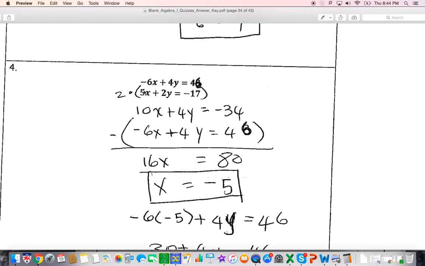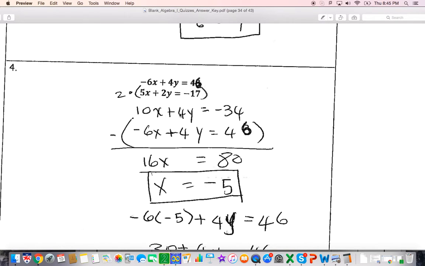And I decided that instead of multiplying this by 5 and multiplying this by 6 and doing all kinds of crazy stuff, I could go ahead and multiply the whole thing by 2 and eliminate the y. It's much easier to eliminate the y by multiplying this by 2. So once you multiply this by 2, this bottom equation then becomes 10x plus 4y is equal to negative 34. I just multiplied each and everything here by 2.